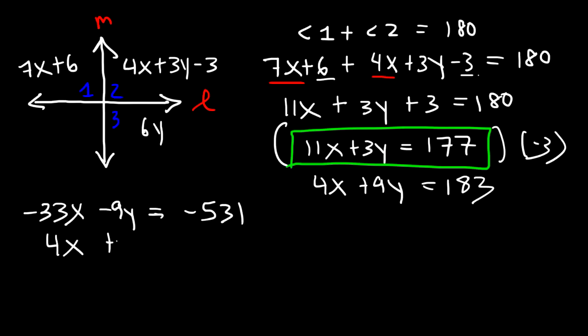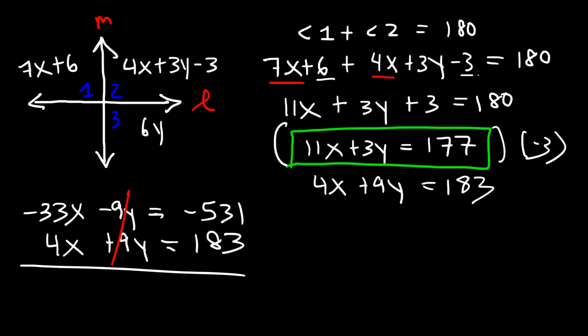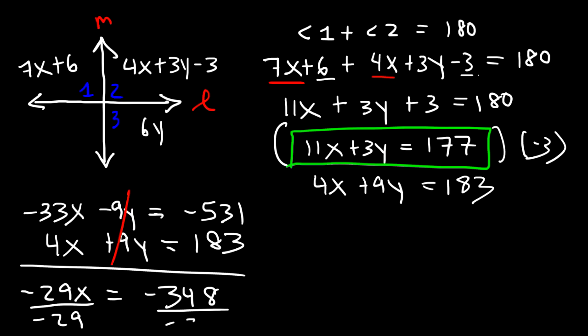So let's rewrite this stuff right below it. And now we can add the 2 equations. So those 2 will cancel. Negative 33 plus 4 is negative 29. And negative 531 plus 183, that's negative 348. So now let's divide both sides by negative 29. So negative 348 divided by negative 29, that's 12. So x is equal to 12.